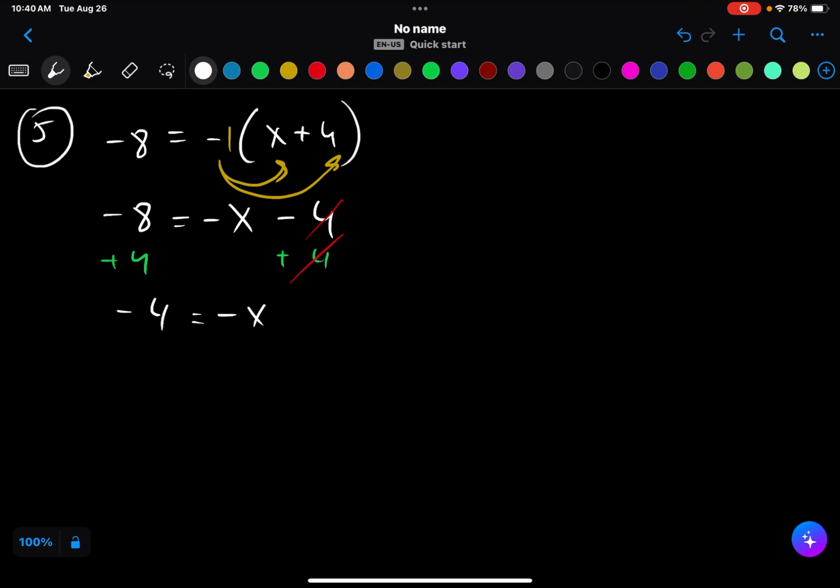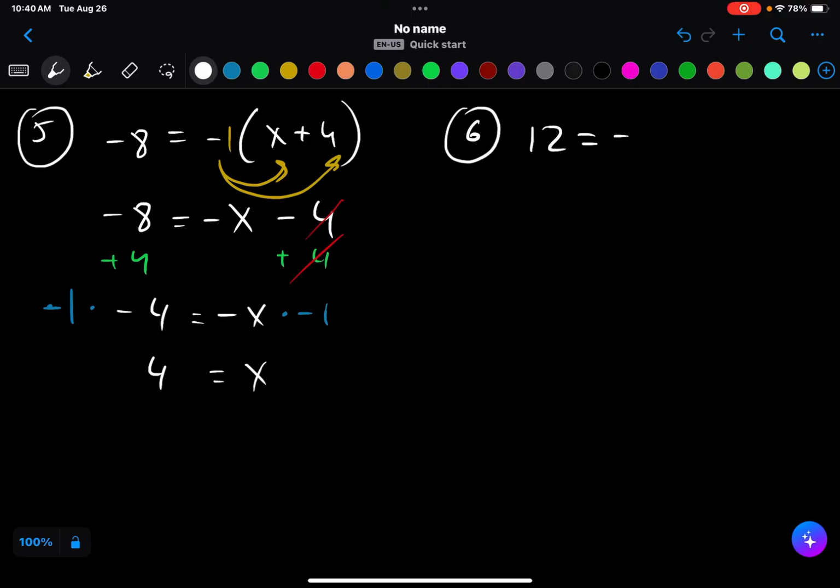I don't want a negative x, so I want a positive x. How do we do that? Well, you can either divide or multiply by a -1, because multiplying or dividing by a negative number changes the sign. So negative times negative is positive, so you're going to have x equals +4. And that's number 5. All right, let's move on to 6.